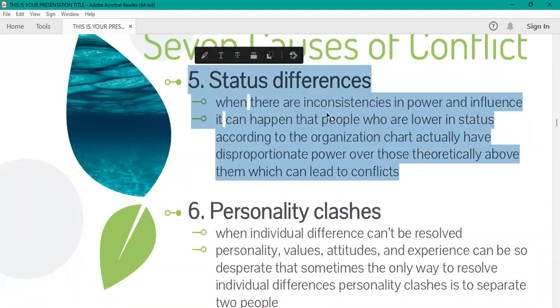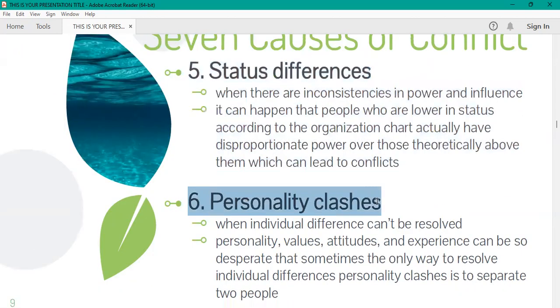So when there are inconsistencies in power and influence, it can happen that people who are lower status according to the organization chart actually have disproportionate power over those theoretically above them, which can be one reason for conflict. Sometimes the lower status person assumes power because it is not in their rules. So the status difference might cause a conflict when it comes to giving orders or group status.